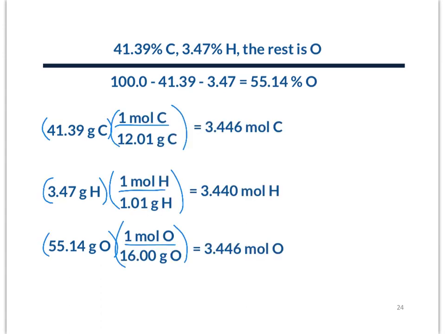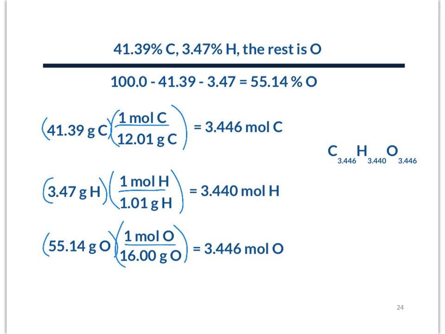We can see that we end up with 3.446 moles of carbon, 3.440 moles of hydrogen, and 3.446 moles of oxygen. Now we're going to write this out as a chemical formula with these numbers of moles as the subscripts. Now this looks super bizarre. It actually works fine if we're looking at this as a mole ratio, but remember that for a chemical formula, we want to be able to interpret both on the mole and on the molecule or atom level. So we need to actually get this to whole numbers for it to work as an atom ratio.